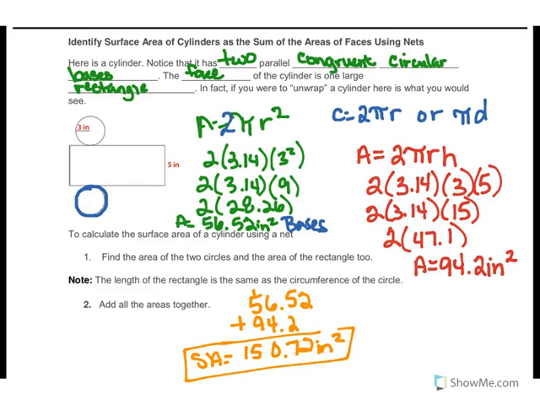Now, what if I were asked for the lateral? Remember, the lateral is the sides. Okay, so it's like the label if you want something to help you to remember what lateral is. But it's the sides of your three-dimensional figure. When we calculated the area for the rectangle, we actually found the lateral. So if you were asked for the lateral, the 94 and 2/10 inches squared, that would be your lateral surface area, or the LSA.